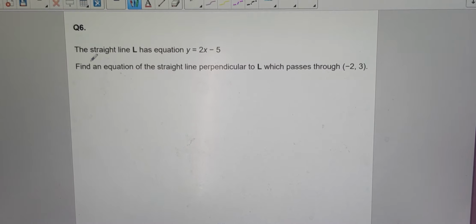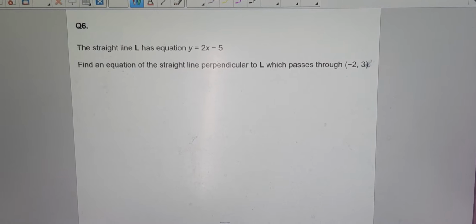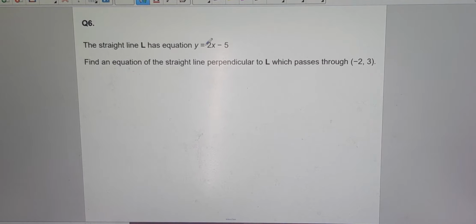Right, question 6. The straight line L, that's just what they've called this line, has equation y equals 2x minus 5. Find the equation of the straight line which is perpendicular to this line and passes through this coordinate. The straight line L has equation y equals 2x minus 5. I know it's a straight line because it tells us, but also because it can be expressed in the form y equals mx plus c. My gradient, my coefficient of x, is 2. Find the equation of a straight line which is perpendicular to it.